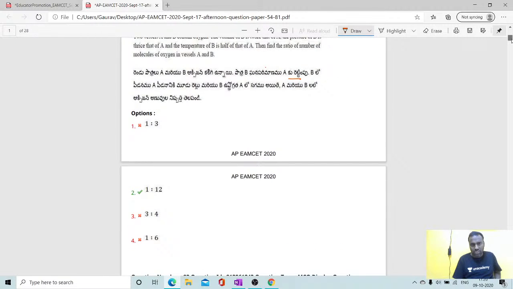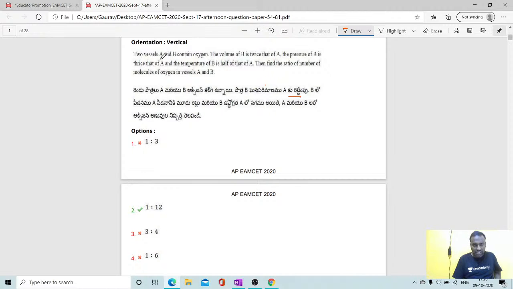Similarly, students, the second question. Two vessels A and B contain oxygen. The volume of B is twice that of A. The pressure of B is thrice that of A. And the temperature of B is half of that of A. Then find the ratio of the number of molecules of oxygen in vessels A and B.